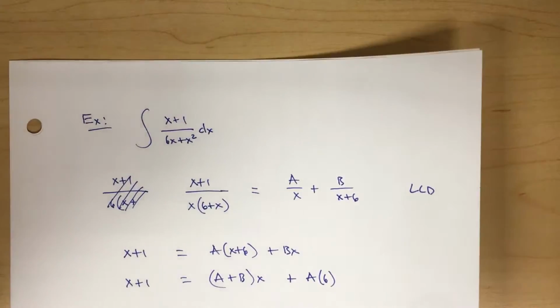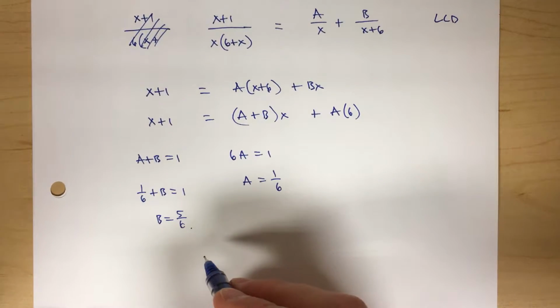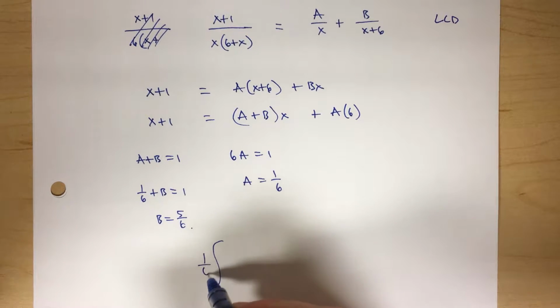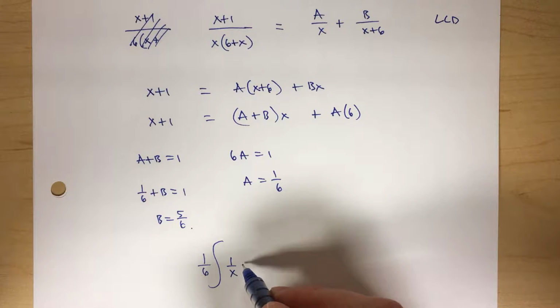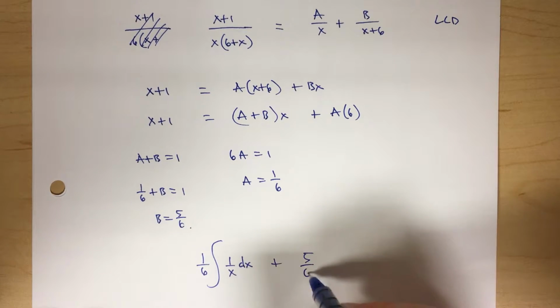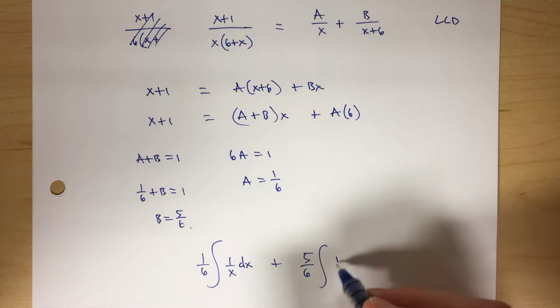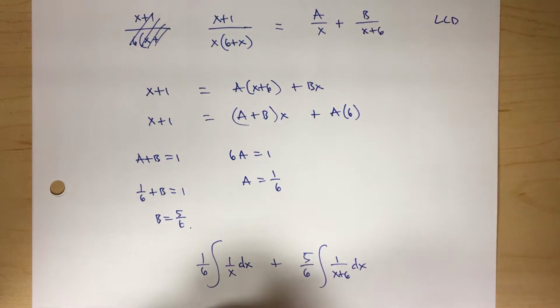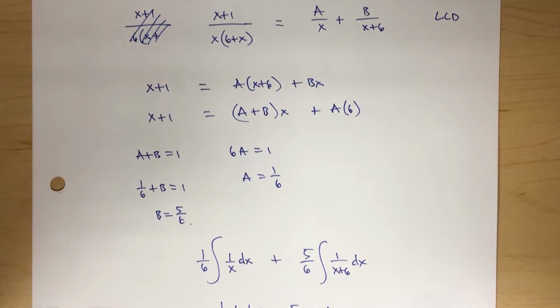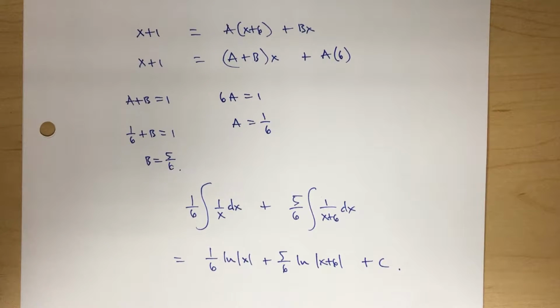So I've just found a and b, and I can now rewrite my integral as the integral of 1/6 times 1 over x dx, that's a over x, plus 5/6 times the antiderivative of 1 over x plus 6 dx. And that's simply 1/6 ln absolute x plus 5/6 ln absolute x plus 6 plus c. Now I could probably use some properties to combine those two, but I'll just leave my answer like that for now.